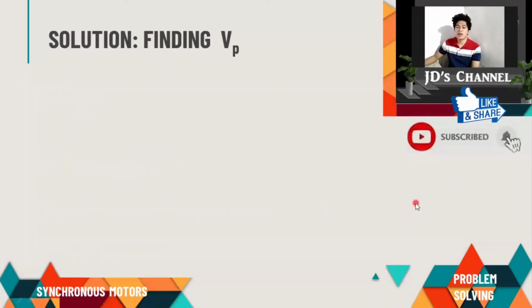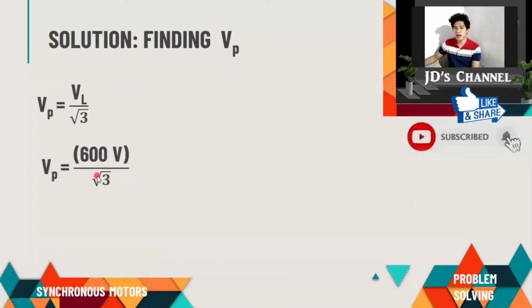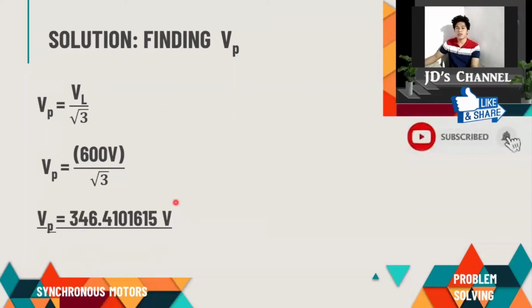So, let's go to the solution. Finding the V phase. V phase is equal to our V line or line voltage over square root of 3. Substitute our line voltage that is 600 volts, our given, and square root of 3. So, we have the value of the phase voltage that is 346.4101615 volts.